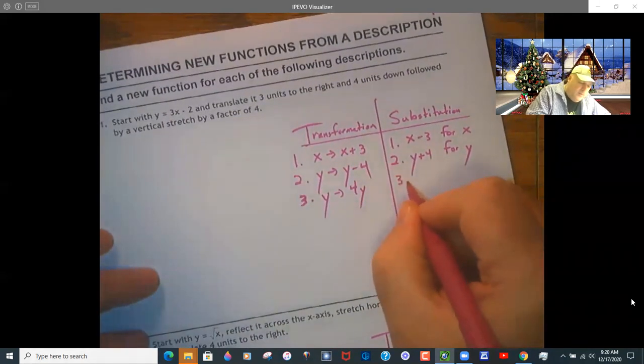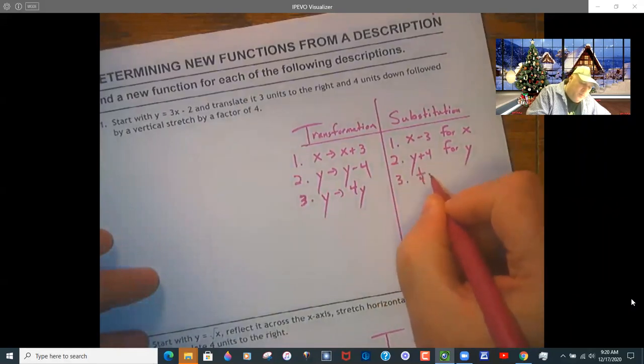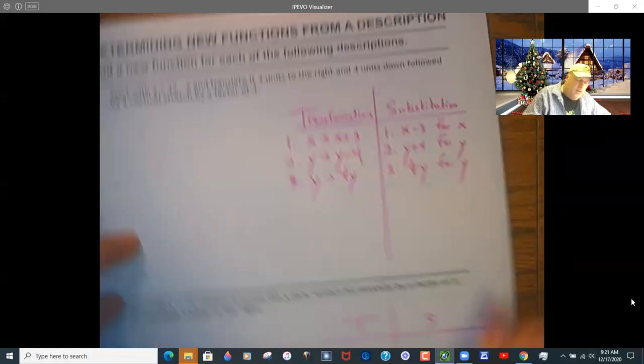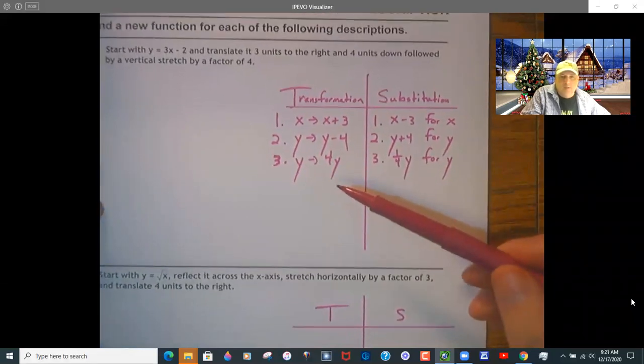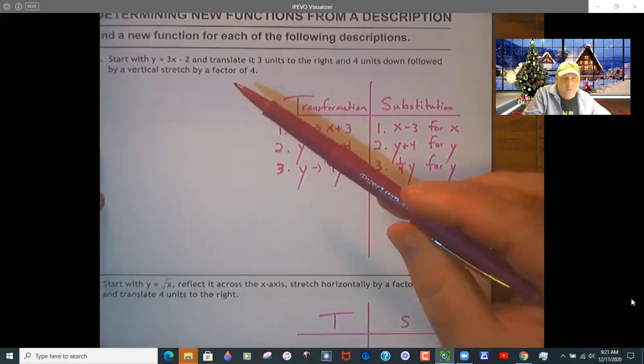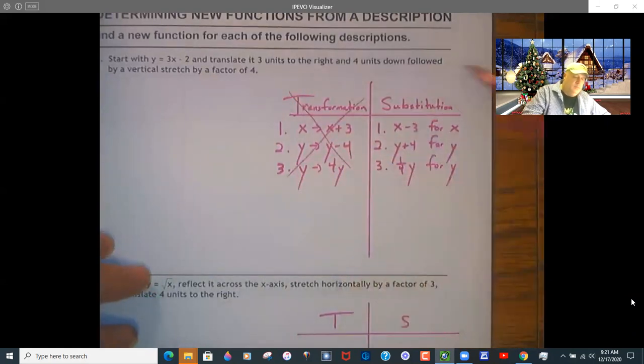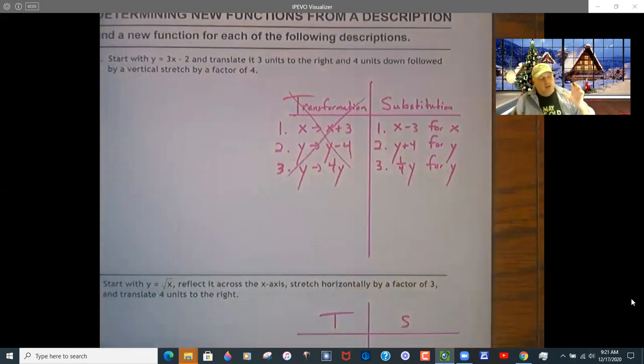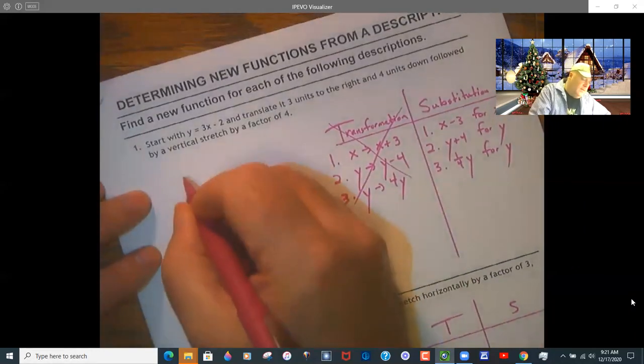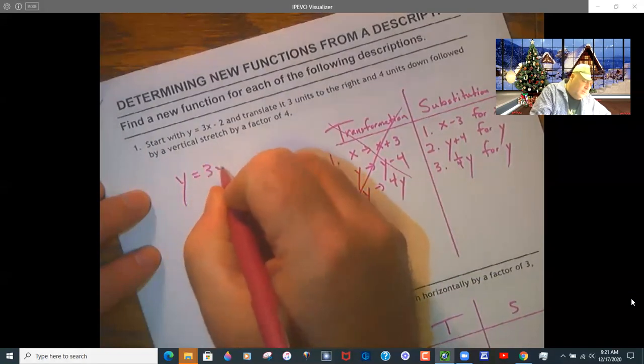And so what we're going to substitute in for is 1/4 y for y. So the inverse when you're multiplying, so it's going to be multiply when you see the word factor. That's the giveaway. It's the reciprocal that goes in. Now I encourage you to, I didn't do this in the video, ignore the transformation side. It's part of figuring out the substitution, but don't look at it anymore. You want to look at the substitution column.